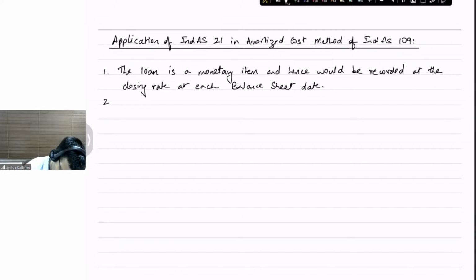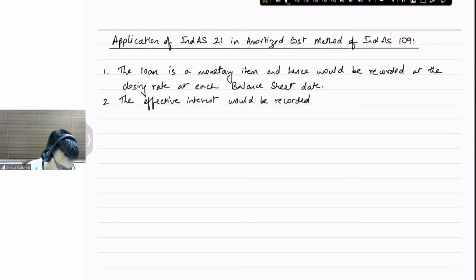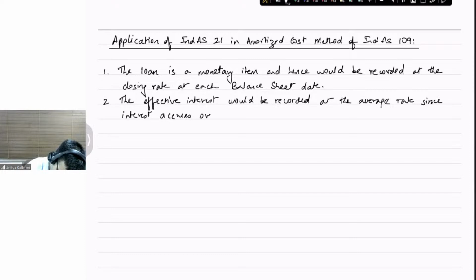Second, the effective interest would be recorded at the average rate since interest accrues over the year or period.